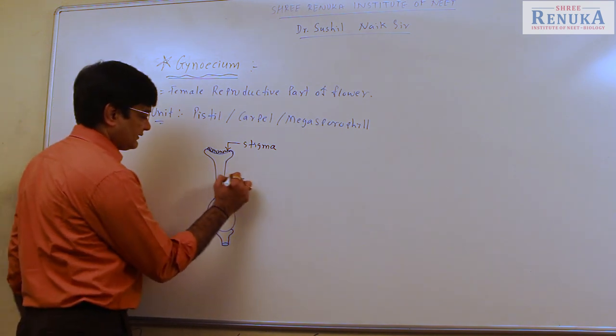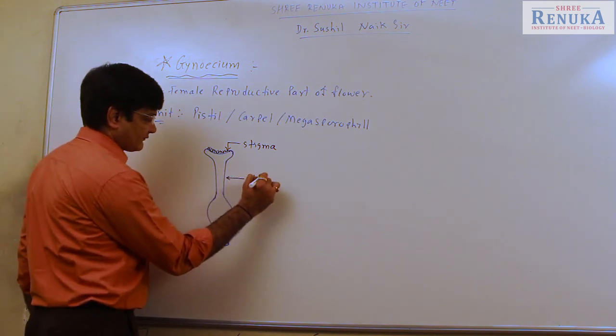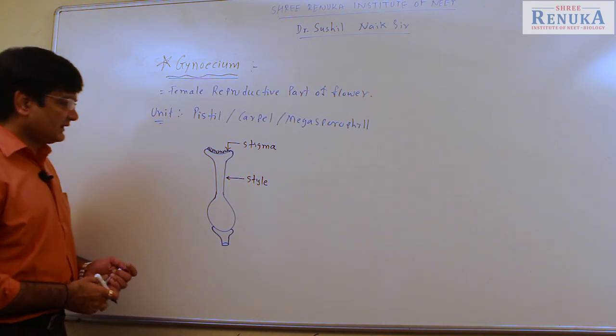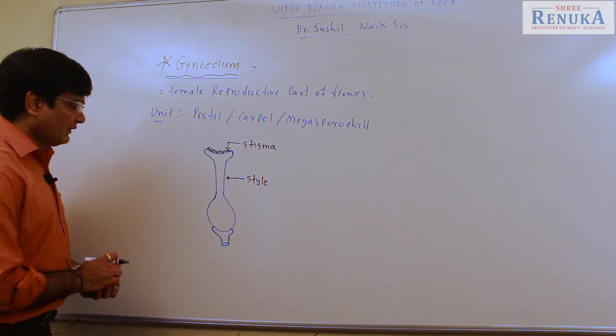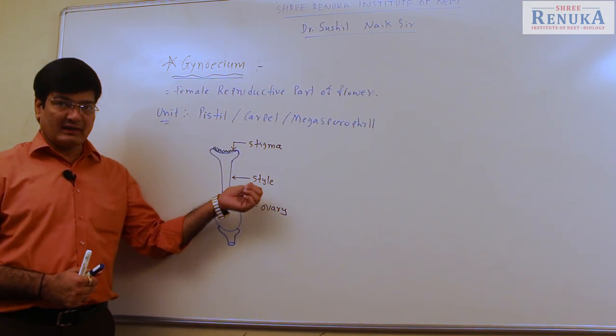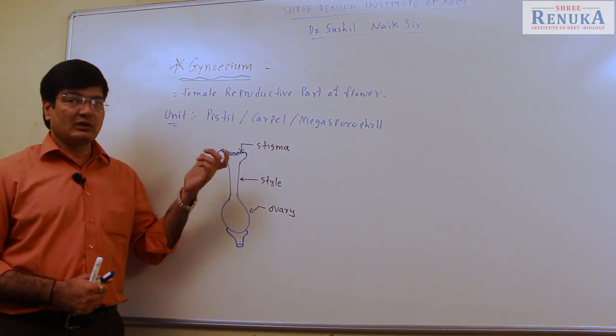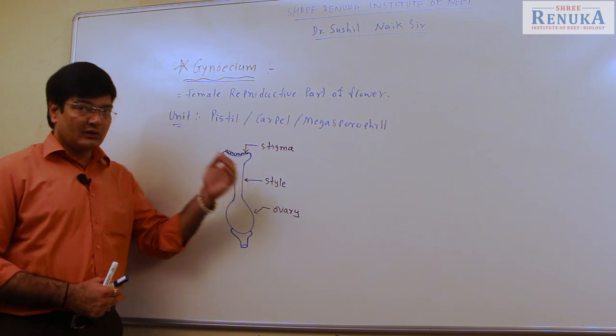Below it is the style. Style is a thin and slender structure which connects the stigma with the ovary. The length of the style decides the position of the stigma compared to the androecium.